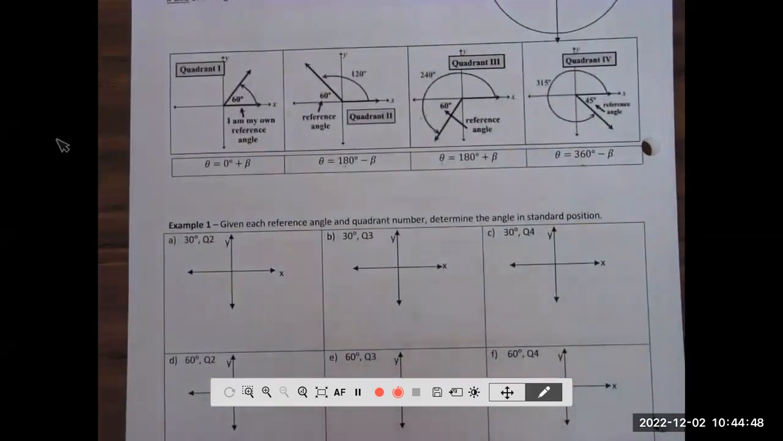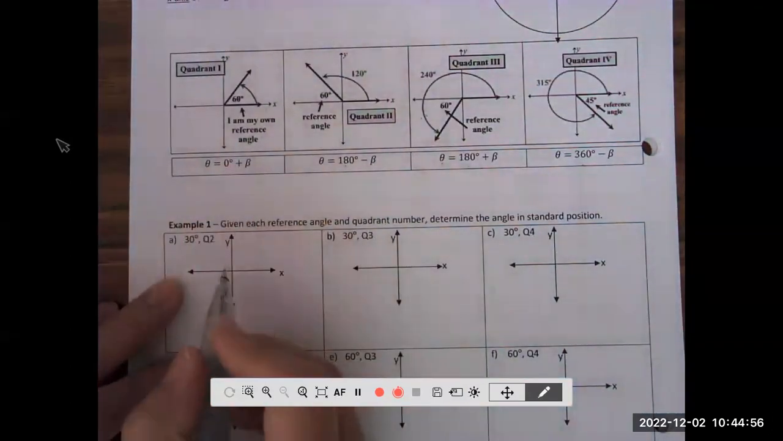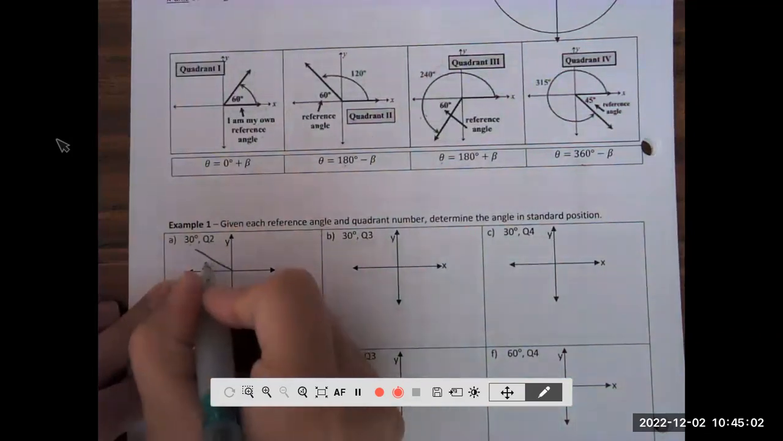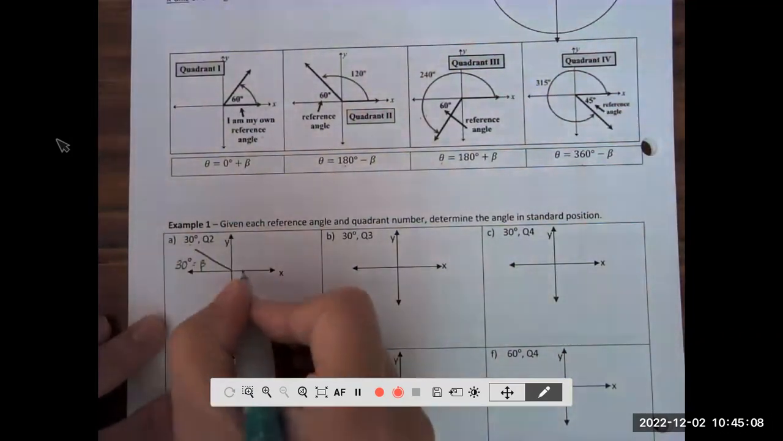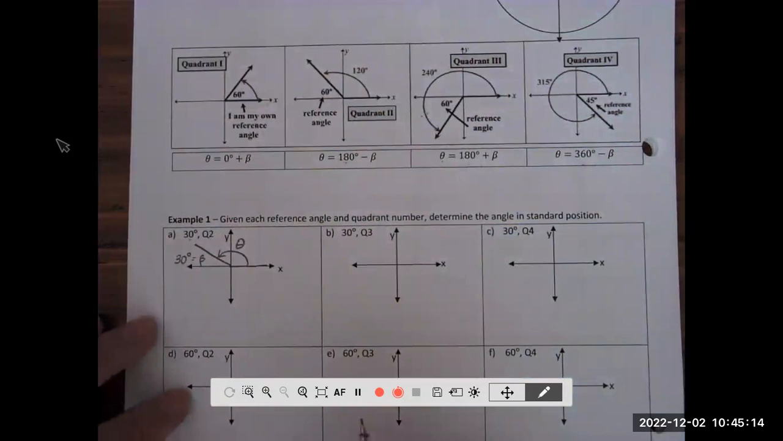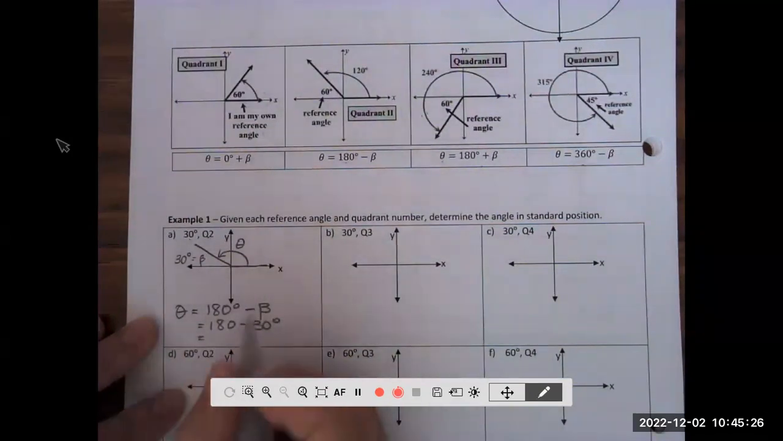So given each reference angle and quadrant number, determine the angle in standard position. So we're in quadrant number 2, which is this quadrant here. We are going to look at 30 degrees, which means that our beta angle is 30 degrees. So this angle here is theta. How do I calculate theta? Theta would be equal to 180 degrees minus beta, which in this case is 30 degrees. So theta is going to be equal to 150 degrees.